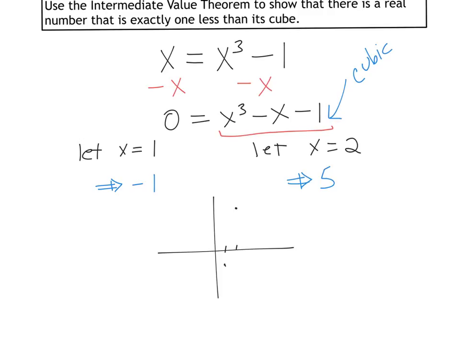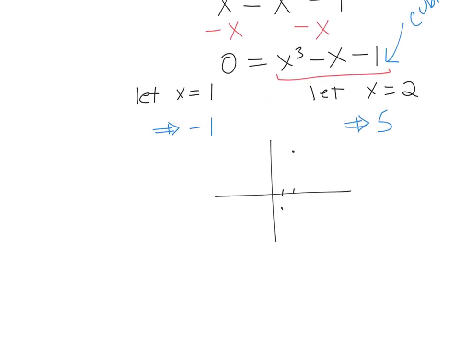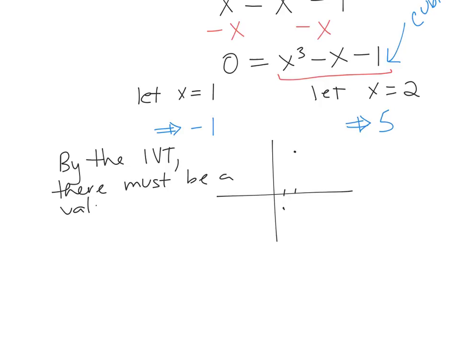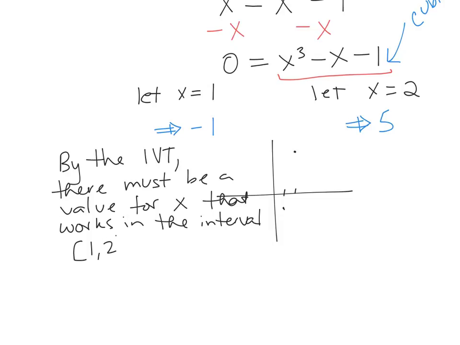So I'd say, okay, my answer would look something like, I'd write something along the lines of, by the intermediate value theorem, there must be a value for x that works in the interval 1, 2. That's all I'd say.